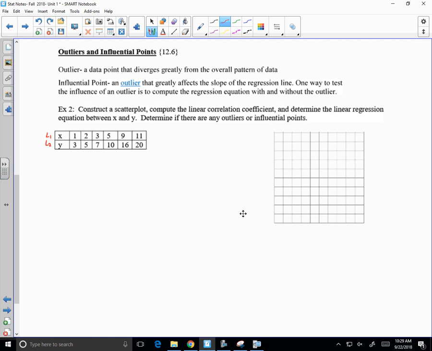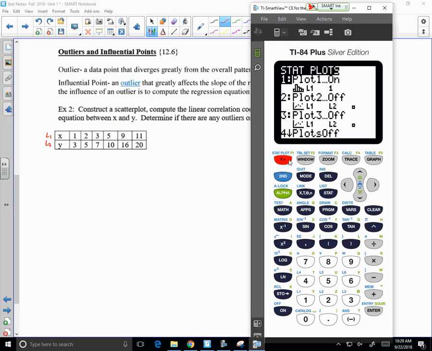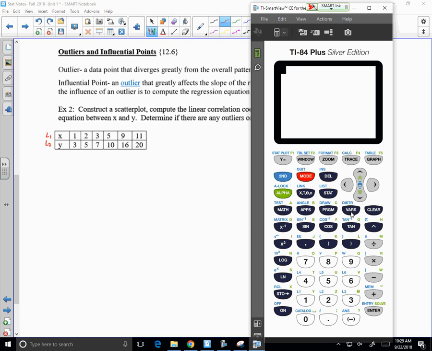All right. Well, in any event, we just need the data points anyway. So I'll talk about all this other stuff in a few minutes. So get our data in. 1, 2, 3, 5, 9, 11. And 3, 5, 7, 10, 16, 20.